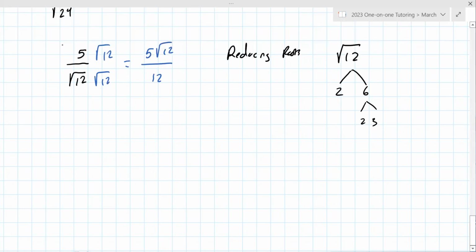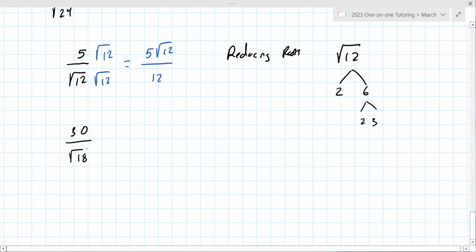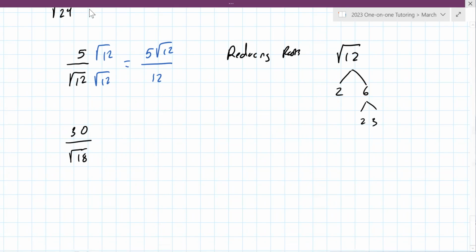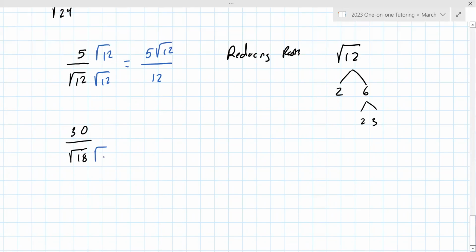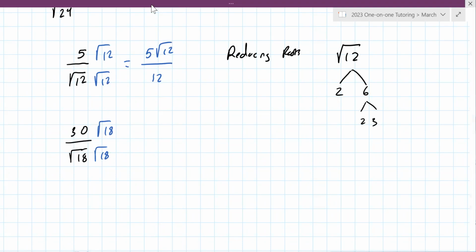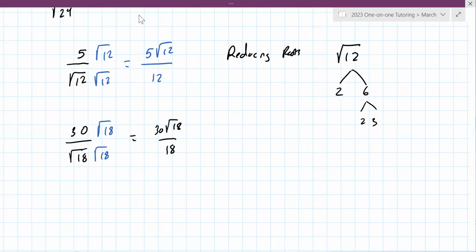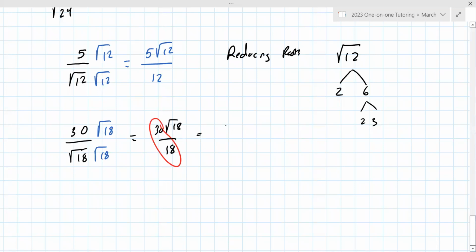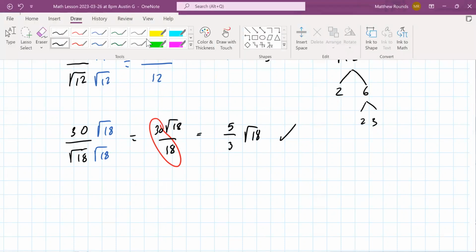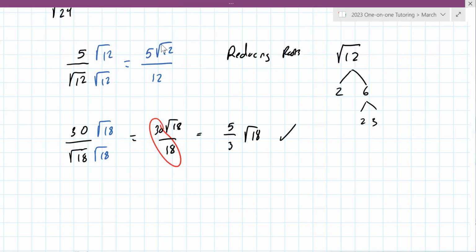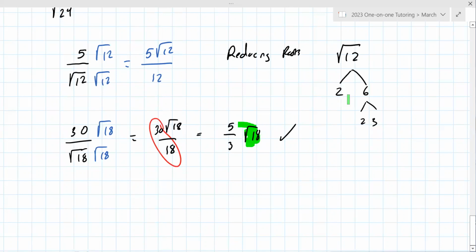But it could be an issue, and let me show you a problem where it actually is. Let's say it's 30 over the square root of 18. If you multiply the top and bottom by the square root of 18, you get 30 square root of 18 over 18. You look at the numbers here, and you can say, okay, I can divide both of those by 6. So it ends up being 5 over 3 square root of 18. You're like, okay, I'm done. Problem is the square root of 18 can be reduced. Okay. So I guess we need to get to that.